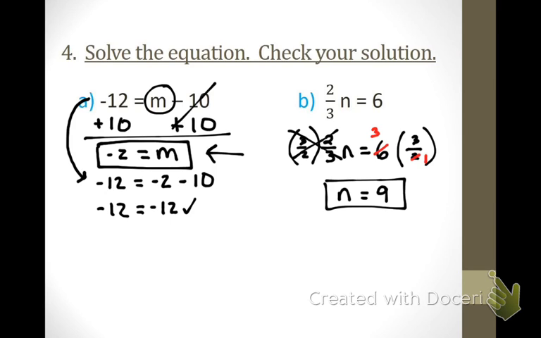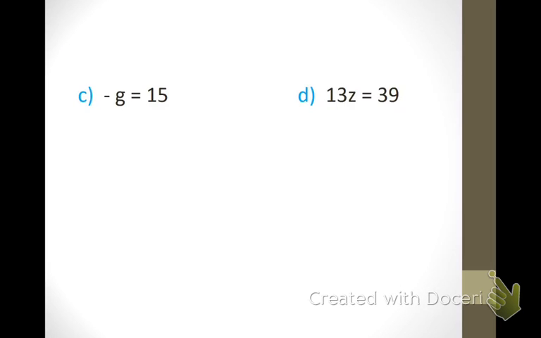2/3 times 9 equals 6. And 6 equals 6. Okay, very good job. Once again, you can use your calculators, or you can go like this and figure out that 2 times 3 does equal 6. Okay, there's 2 more examples like this, C and D.